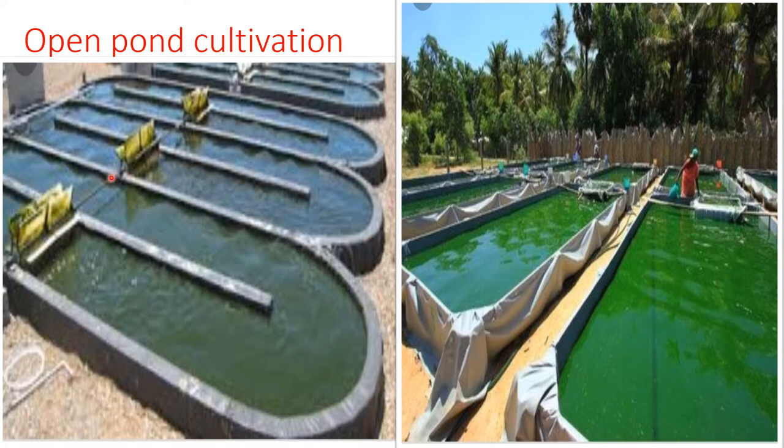Raceway ponds are usually lined with plastic or cement, about 20 to 35 centimeters in depth to ensure adequate exposure to sunlight. Paddle wheeling provides motive force and keeps the algae suspended in the water. The ponds are supplied with water and nutrients, and the mature algae can be continuously removed at one end. Some examples for open pond cultivation are spirulina and chlorella.